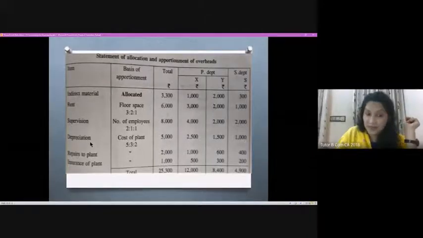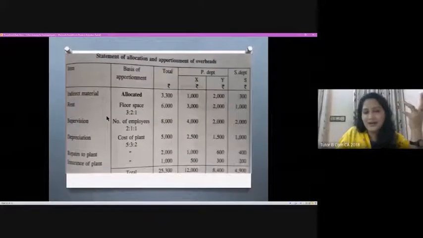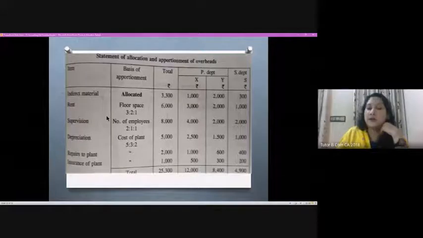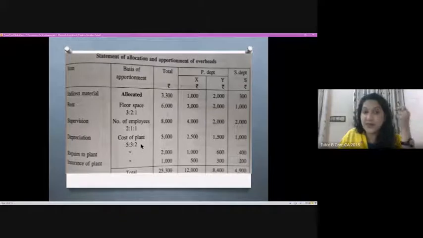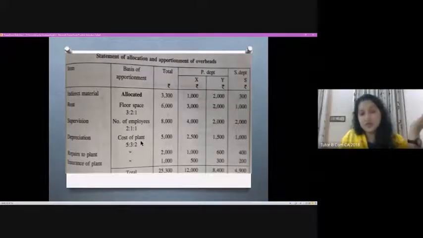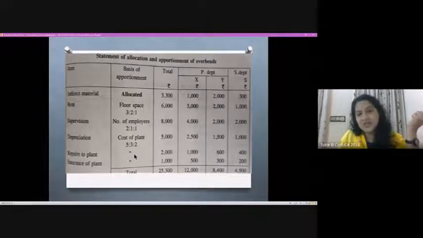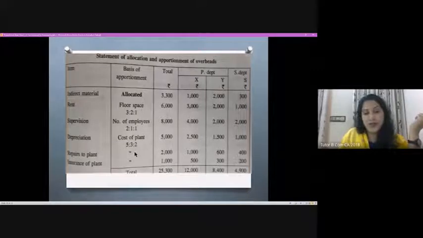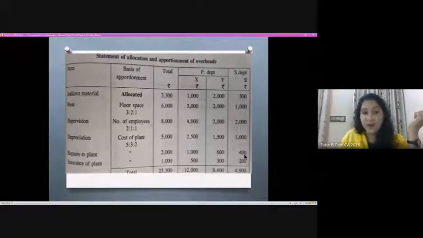Right? Now, the next expense which is being given in the question for us is repairs to plant. The ideal basis for sharing or proportional allocation of repairs to plant would be cost of plant, unless you are given some other basis directly indicated in your question. Since the cost of plant is already given, the ideal or logical basis for allocation of that would be cost of plant. So we allocated on that same ratio, that is 5:3:2. So the total of 2,000 is being split into different departments.